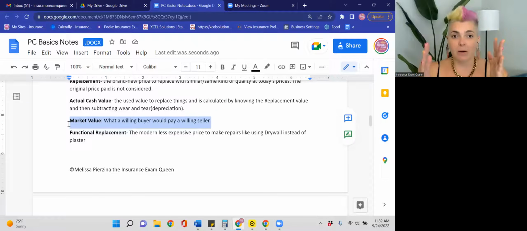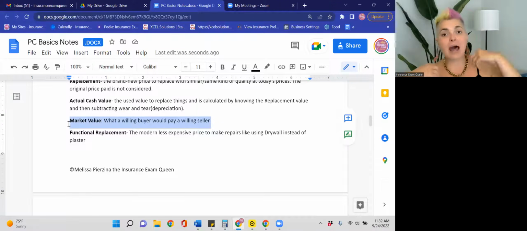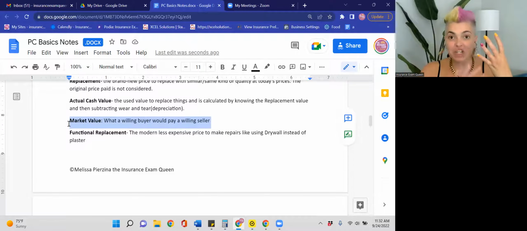Replacement to the insurance company is how much would it cost to rebuild this house? How much money would I need to rebuild this house? That's replacement, which may or may not be how much it costs to buy this entire property. Because when I buy a house, I get the house and the land and the neighborhood and the popularity of the neighborhood, the location, right?